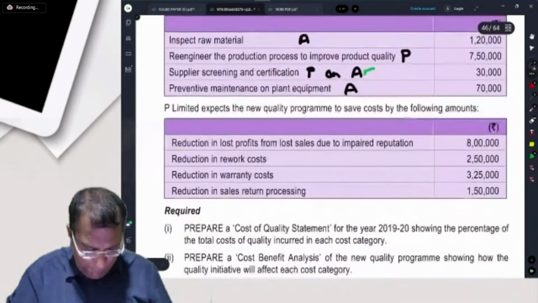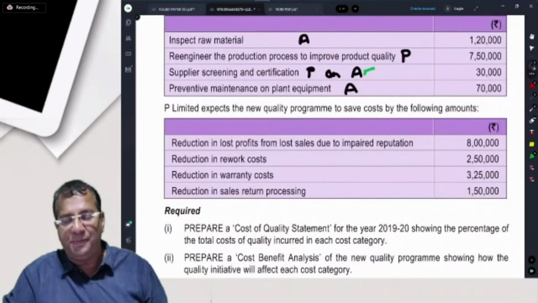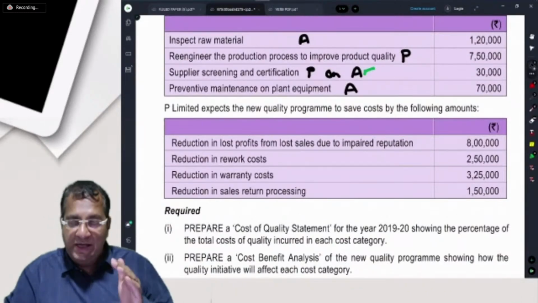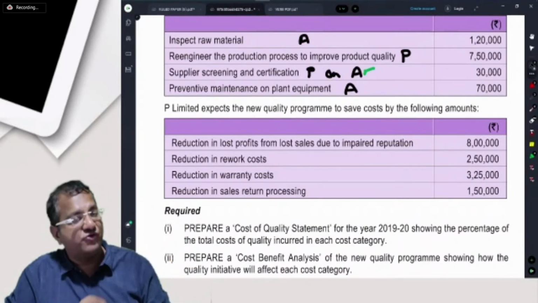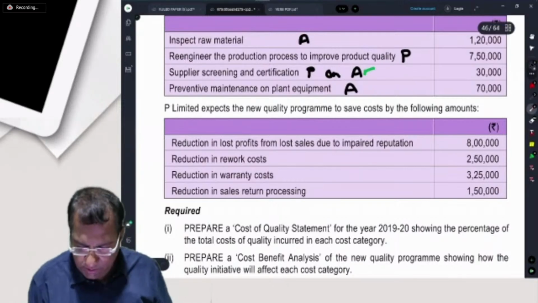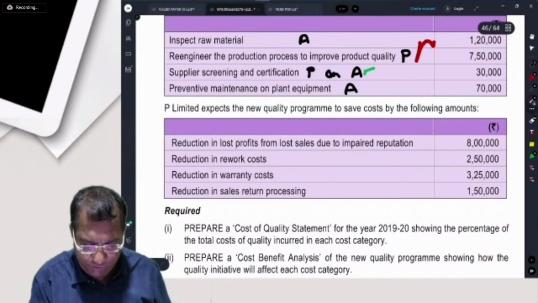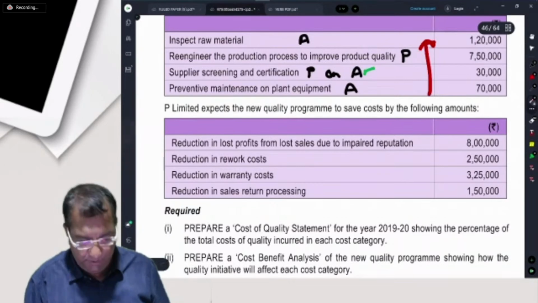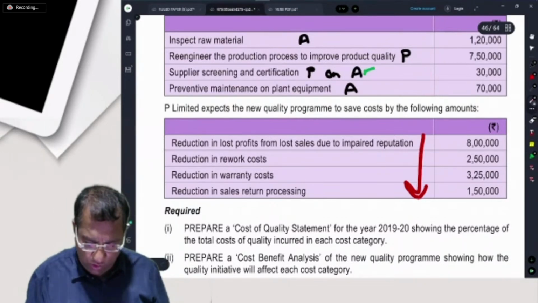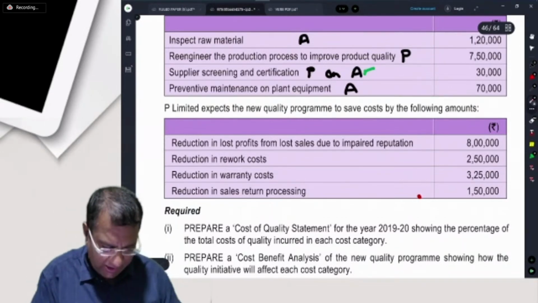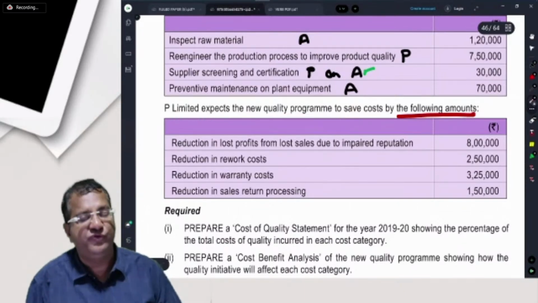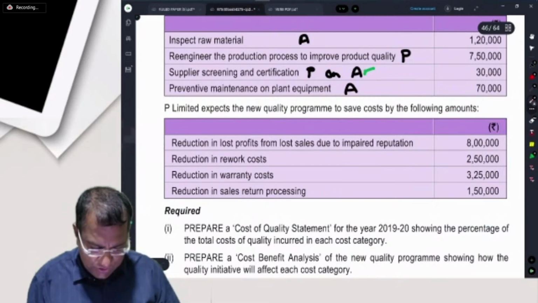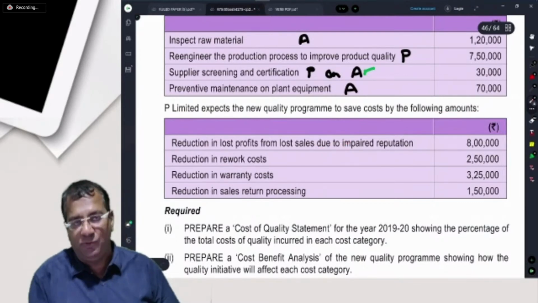Okay. So अब ये चारों खर्चे हैं आपके, they are related with conformance cost. And we already know, increase in conformance cost will reduce the non-conformance cost. आपने जो भी किया है ये खर्चे आपने conformance cost के बढ़ाया है, तो increase in conformance cost will definitely reduce the non-conformance cost. तो देखिए यहाँ पे वही बताया गया है, company expects the new quality program to save cost by the following amount. तो हमारा जो lost profit था वो इतने से कम हो जाएगा.